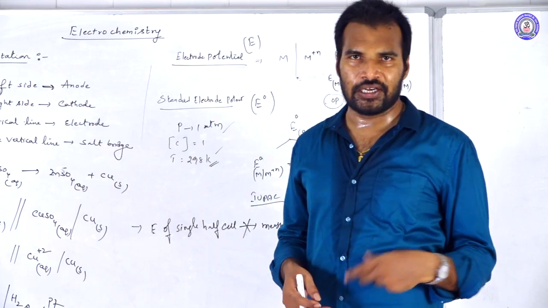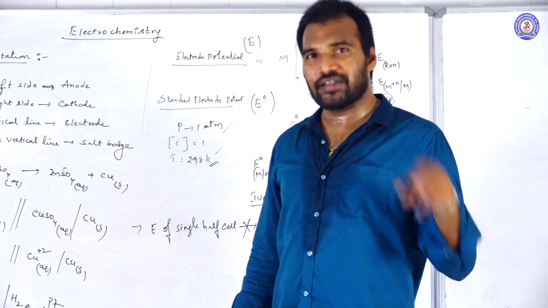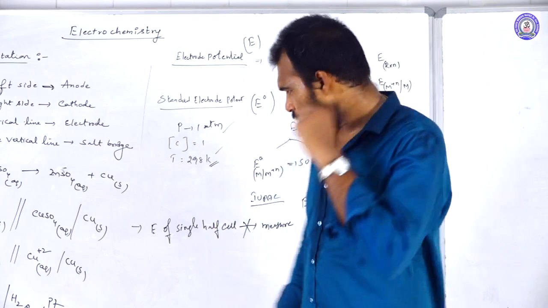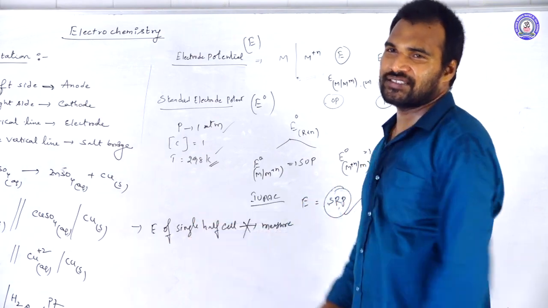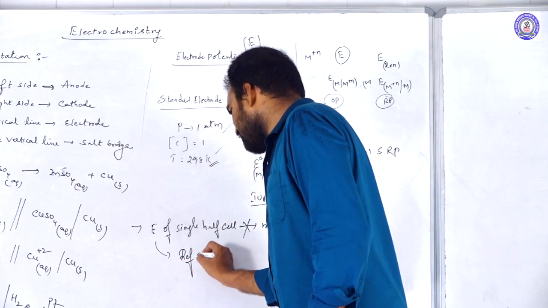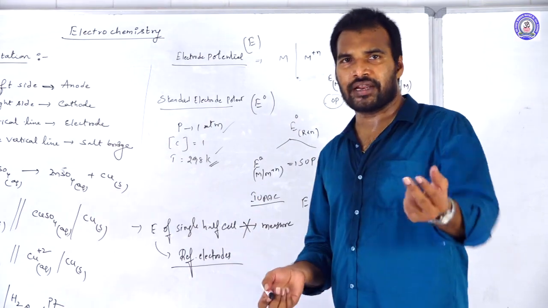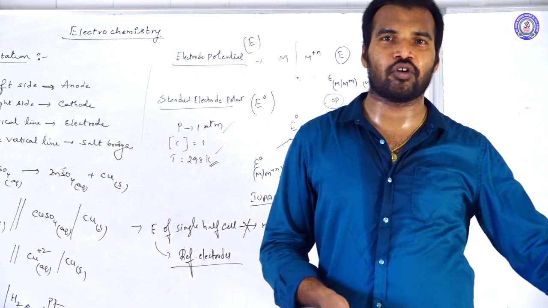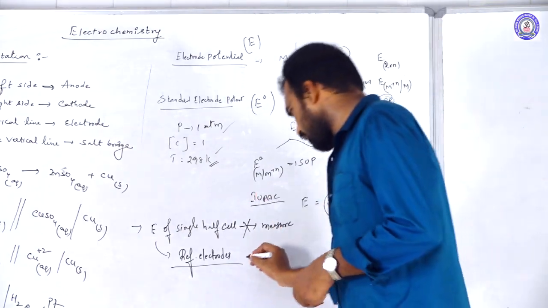For example, you want to calculate the SRP value of zinc sulfate. Just connect it with a hydrogen electrode. Why? Because the hydrogen electrode is one of the reference electrodes. Or a calomel electrode you can use. So the electrode potential of a single half cell can be measured by using reference electrodes. Reference electrodes are electrodes whose potential is known to us, and we use them to measure the electrode potential of an unknown.